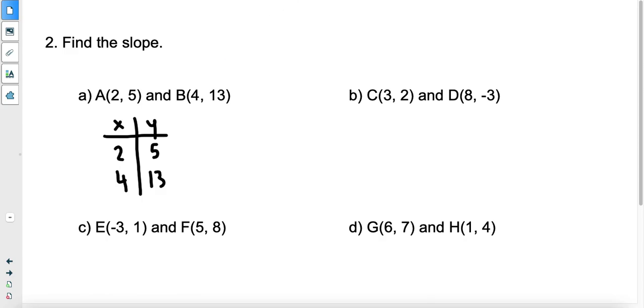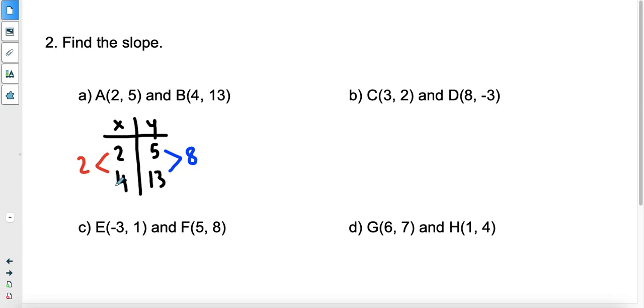And now, just like before, I'm going to find how much my y values go up by, that's my rise, and how much my x values go up by, that's my run. So my y values go up from 5 to 13. To go from 5 to 13, we have to go up 8. And my x values are going up from 2 to 4. So they're going up by 2.